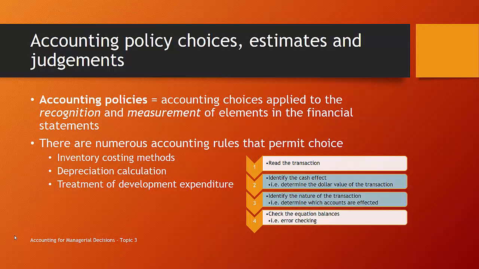But what we're turning to is, if we think back to topic 2, when it comes to transaction analysis, the middle two sections of that: identifying the amount, so the cash effect, and identifying which accounts, which was the nature of the transaction. These are the two things that these accounting policies really turn on.